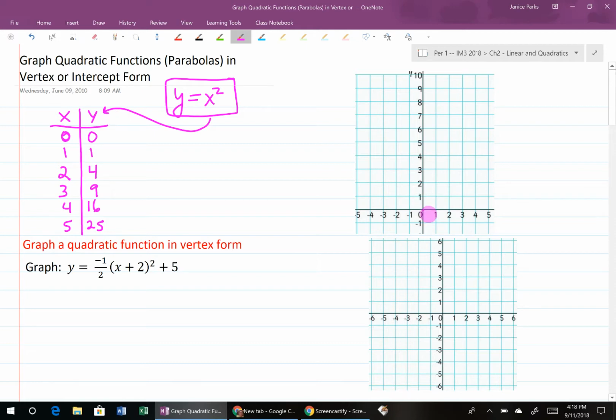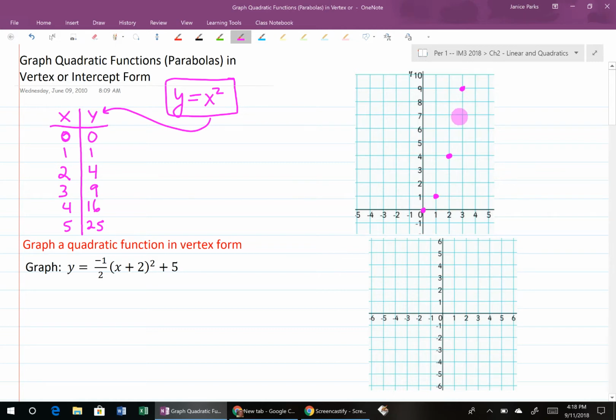So the first thing you do is you plot 0, 0. And then from that point, if the x is 1, the y is also 1. If the x is 2, the y is 4. So you go up 4 spaces. And if the x is 3, the y is 9. The next one is 16. It doesn't fit on the graph.